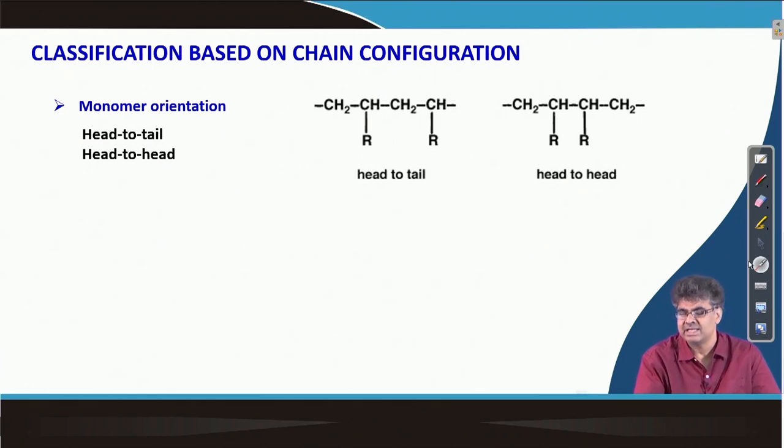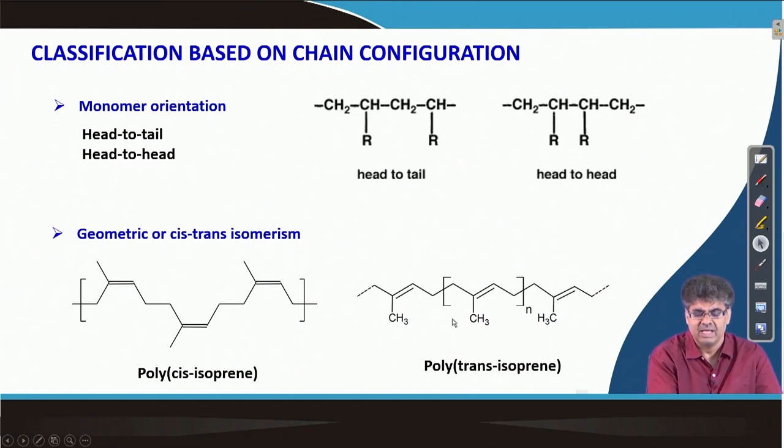And in almost all cases, head to tail is what we find during the reaction, from a reactivity point of view. We generally do not get head to head. Of course, there are some special cases where we can synthesize head to head polymers, but in almost every case we get head to tail polymers. We can have other arrangements like cis trans isomerization.